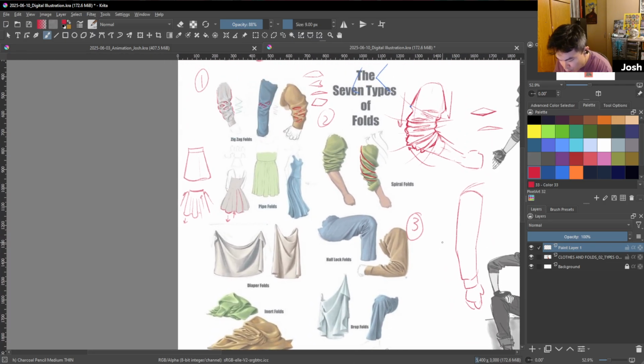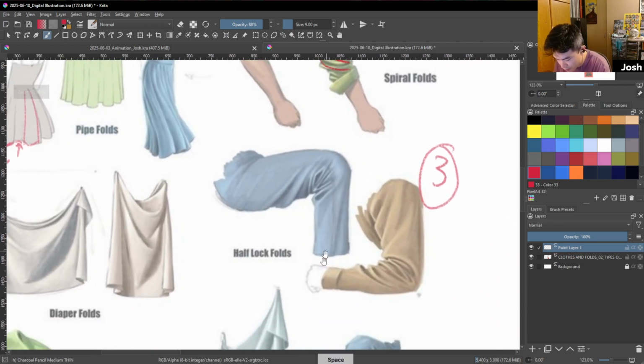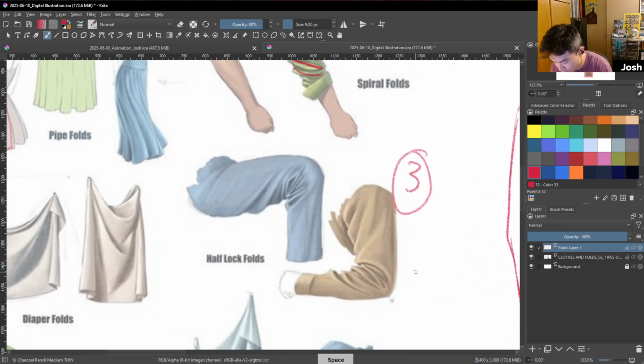One last thing, we're going back to the half lock fold. If you're ever wondering which direction the folds should be going in, usually I like to consider where the main joint is. For example, if the shoulder's here, I like to think of the elbow being here, the clothing is sitting in these parts and it's being stretched here. So there's almost going to be no folds on the back of the arm, and so it's like a tension.